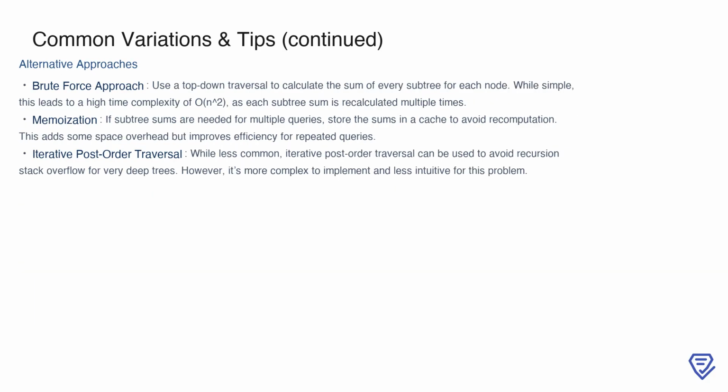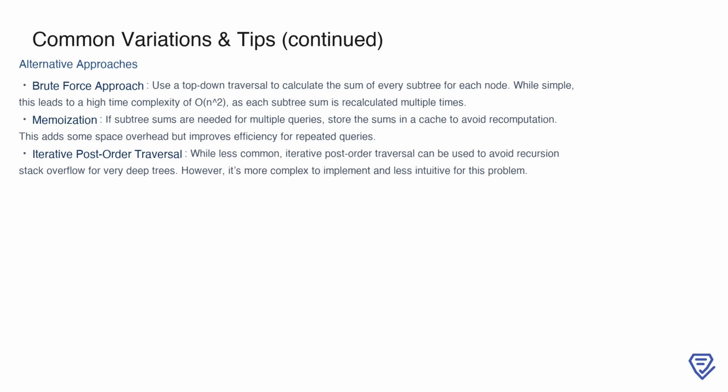There are also some alternative approaches to consider, though they may not be optimal for this specific problem. One straightforward method is the brute force approach, where you calculate the sum of every subtree for each node using a top-down traversal. While this is simple to implement, it leads to a time complexity of O(n squared), because each subtree sum is recalculated multiple times.